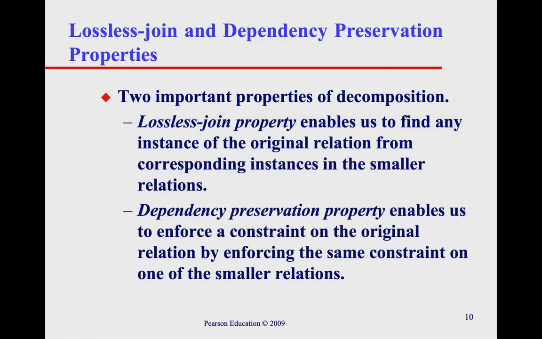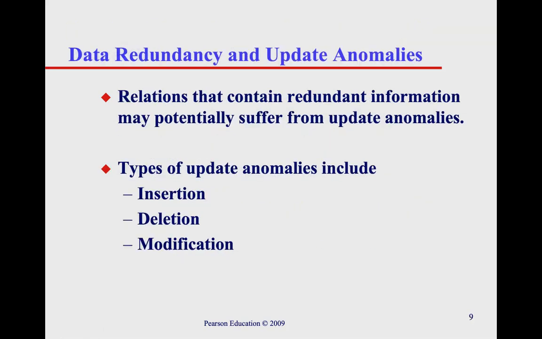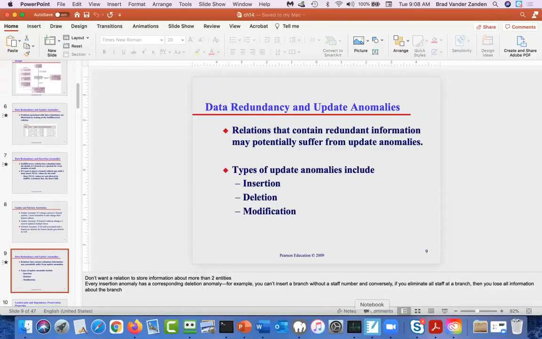So what we're trying to do with normalization is get rid of these kinds of anomalies. We want to eliminate the potential for these modification anomalies by only storing a descriptive attribute like branch address in one place. Turns out we can get rid of insertion and deletion anomalies by ensuring that only one entity is stored in each relation. So that's an important point.